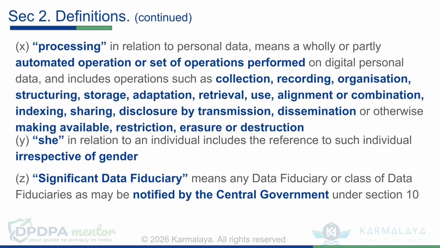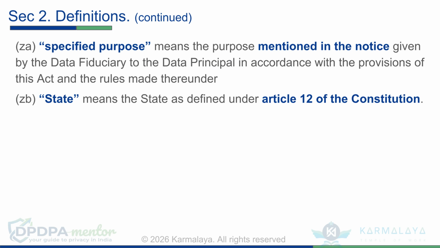Continuing with Section 2 relating to definitions, as per subsection X, processing is defined as any automated operation performed on digital personal data, including collection, storage, retrieval, sharing, and destruction. The term she refers to an individual irrespective of gender, per subsection Y. Per subsection Z, a significant data fiduciary is any data fiduciary or class of data fiduciaries notified by the central government. The final definitions are per subsection ZA, specified purpose, which is the purpose mentioned in the notice given to the data principal, and per subsection ZB, State, which is defined under Article 12 of the Constitution.